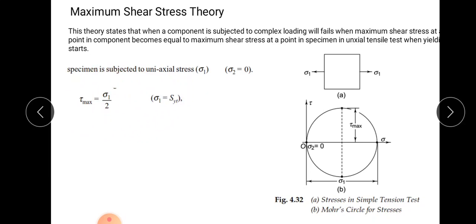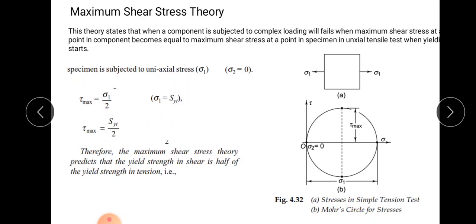But we have already studied the maximum principal stress theory, and there we understood that when the maximum principal stress sigma 1 is equal to SYT, your component will fail, right? Means your sigma 1 should be less than SYT, okay. So when sigma 1 is equal to SYT, what will be the tau max? Putting sigma 1 here, you will get tau max is equal to SYT upon 2. So maximum shear stress is nothing but half of the SYT, where SYT is the yield strength in tension.